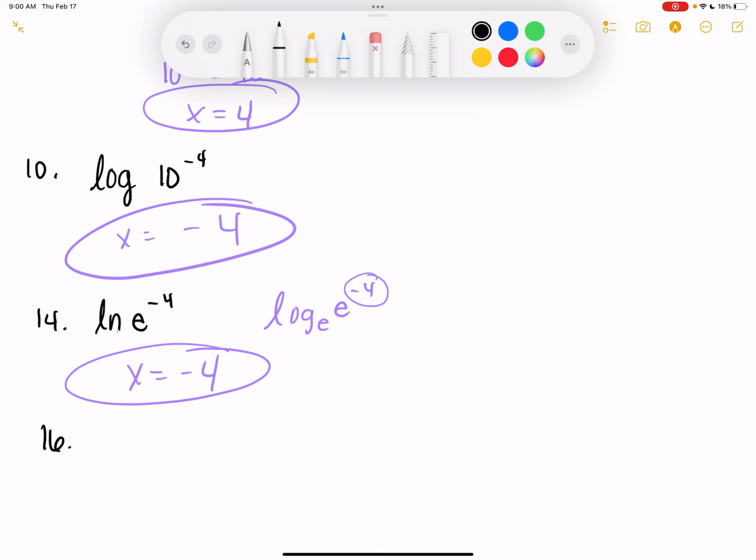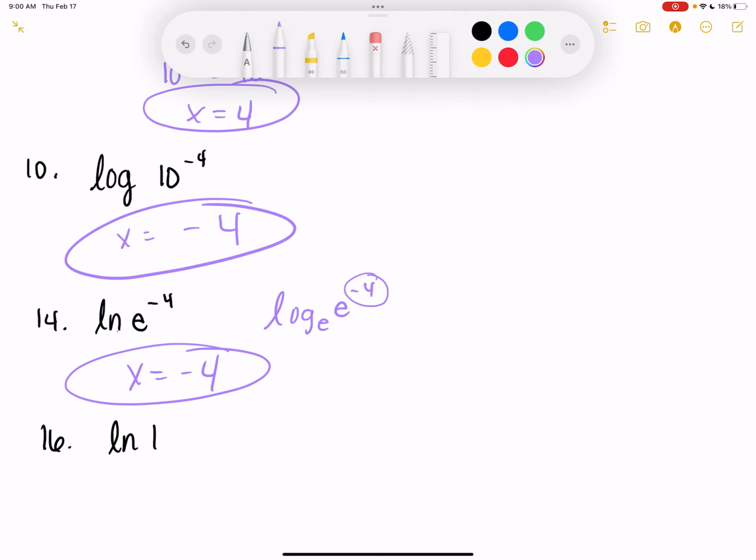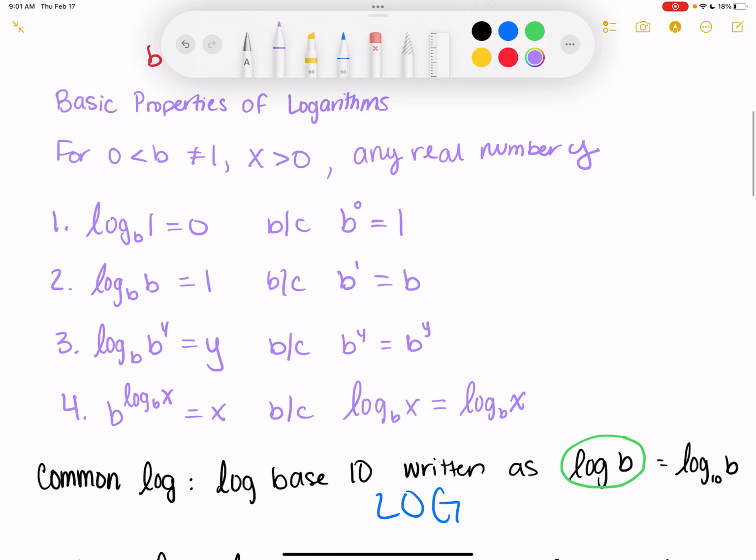Next, ln of 1. You should also be able to do that without drawing. 1. Oh man, 0. Because if we go back, if it's the log of 1, or log base whatever of 1, it's equal to 0.